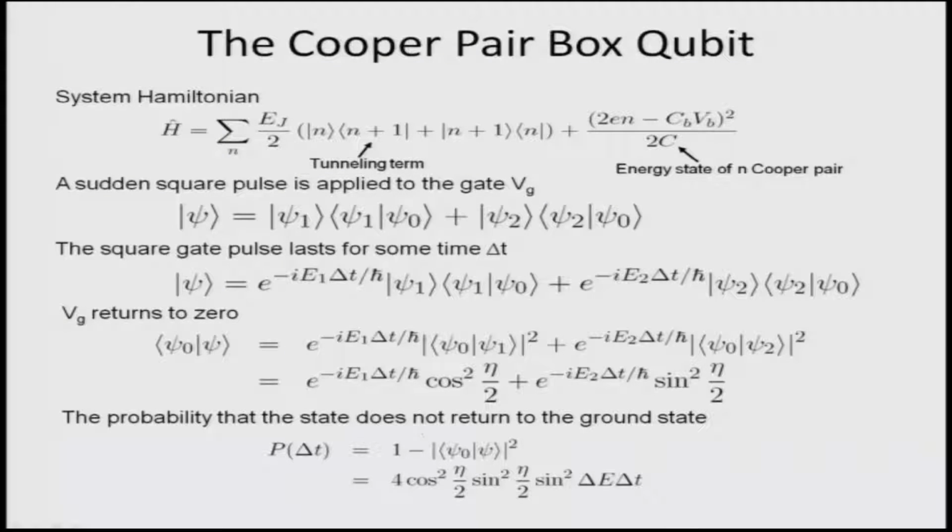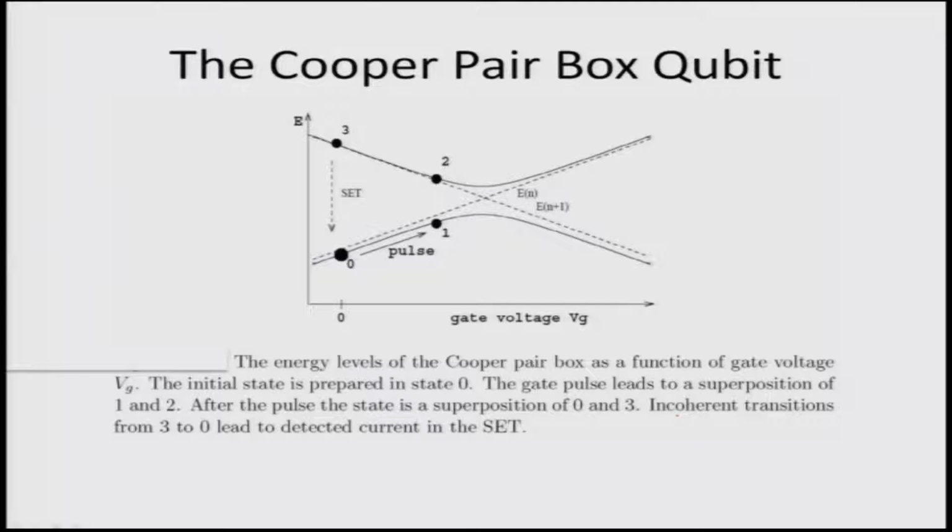The probability that the state does not return to the ground state, therefore, can be seen as 1 minus the probability of the return, and that gives rise to a value which is shown here, and it depends on the energy gap and the amount of time which has been applied. The Cooper pair box qubit, therefore, would evolve in terms of the applied gate voltage as shown here.